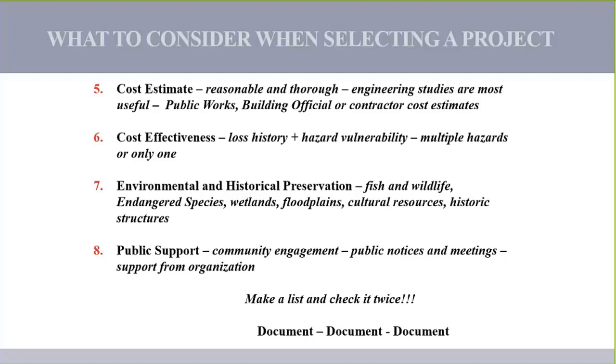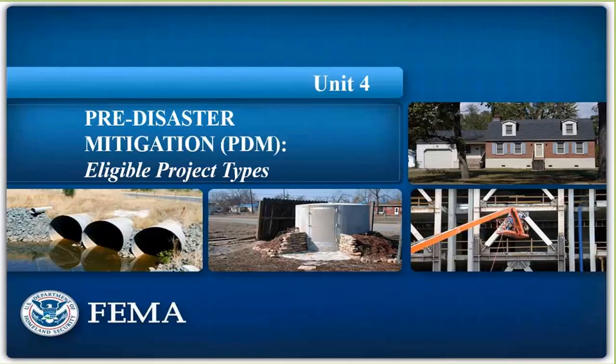So make a list of these and check it twice, as we say, because you want to make sure you really meet these. And always document what you do. It's best to submit more documentation to us when you apply for either advanced assistance or the projects. So I'm going to pass this back to Stephen, and he is going to go over eligible project types.